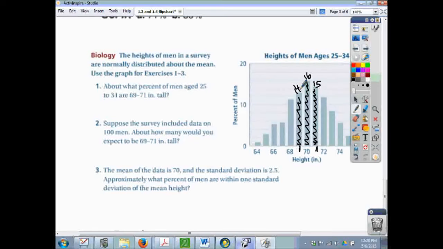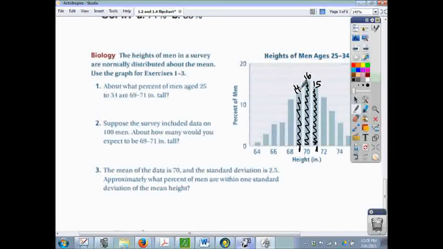Okay. Now this is where we start talking numbers. Let's say that this survey represented 100 men. Of those 100 men, how many would we expect to be between 69 and 71 inches tall? The answer to number 1: about 45 men. The mean of the data is 70, and the standard deviation is 2.5.